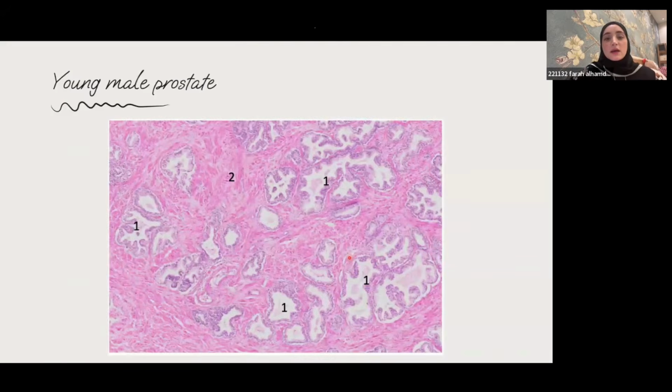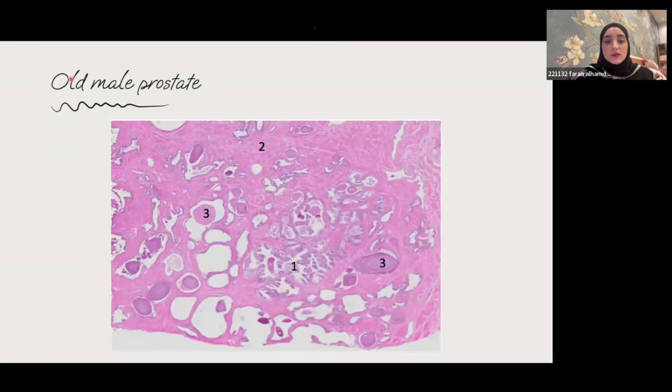Stratified squamous keratinized. This is just a slide of the prostate. These are the acini and all the glands where the prostatic secretions are made, and this is the fibromuscular tissue surrounding it. You don't need to know much other than that, but this is in a young male. In an older male, you would have these prostatic crystals or prostatic stones. They're benign and don't really do much. You would find them in a male prostate. That's the only difference.